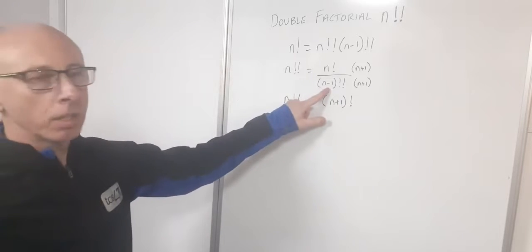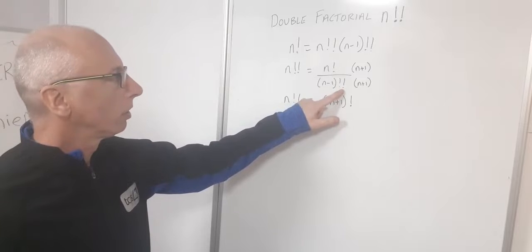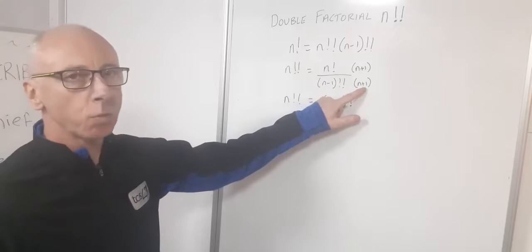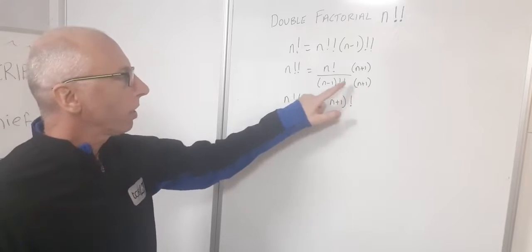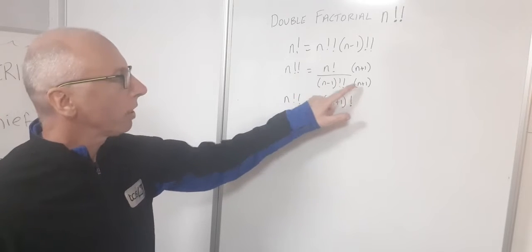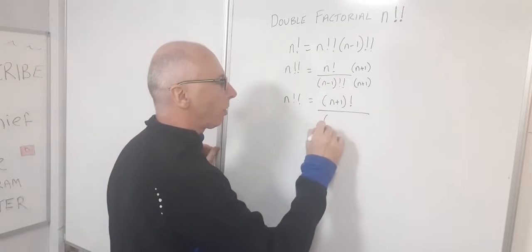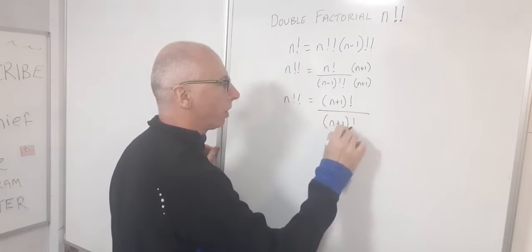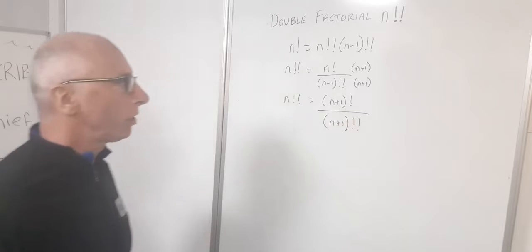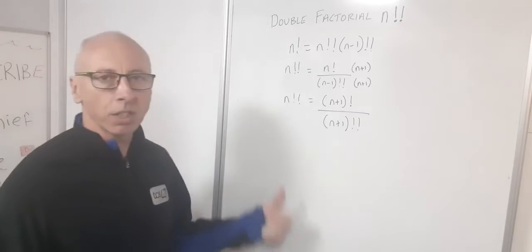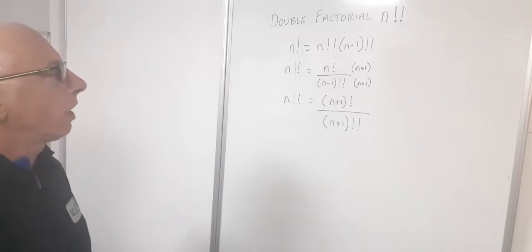And here, n minus 1 double factorial multiplied by n plus 1. Well, that's a difference of 2, so we're still in terms of the double factorial. So we can rewrite this one also as n plus 1 double factorial. So that's quite an interesting relationship between the two of these here.